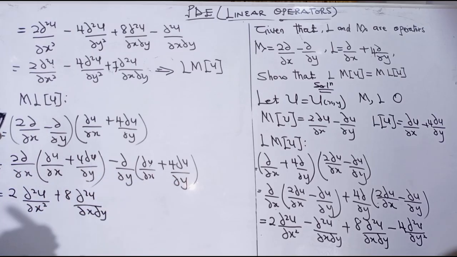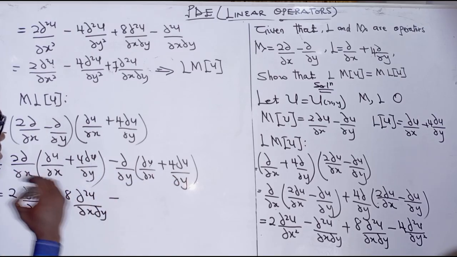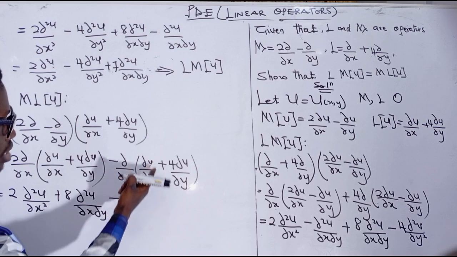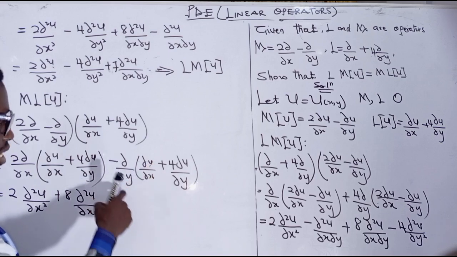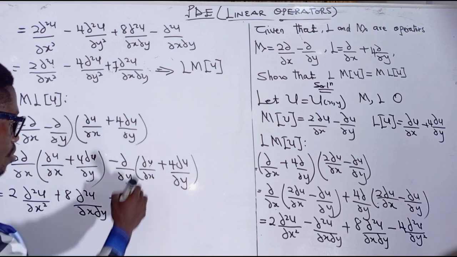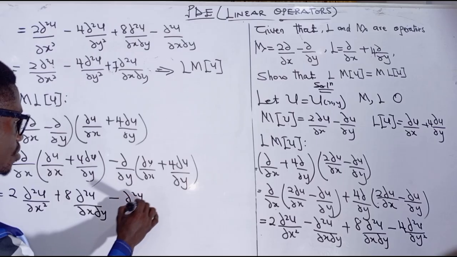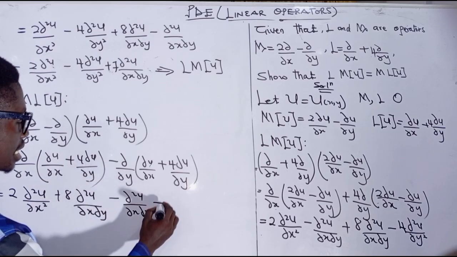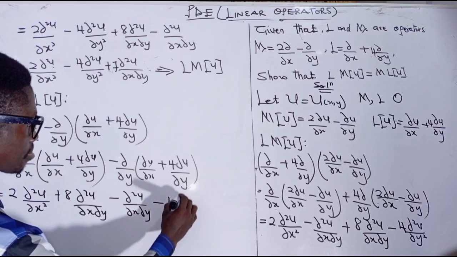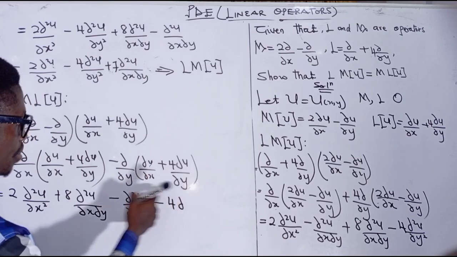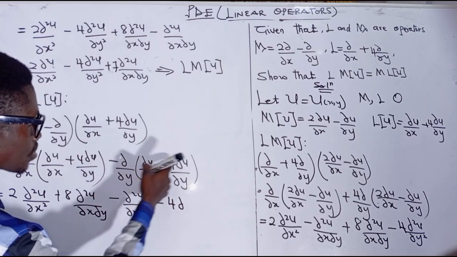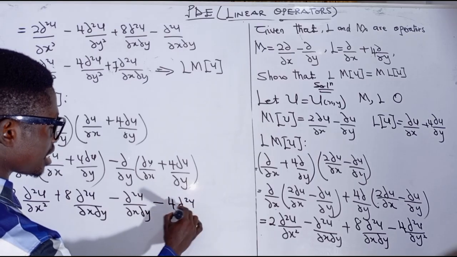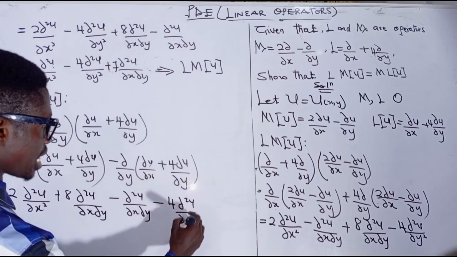We move on to this side. So we have our minus. We are differentiating del U del X with respect to Y. So we are going to get del square U del X del Y. Then we have minus 4. Differentiating del U del Y with respect to Y, we are going to get del square U del Y squared.